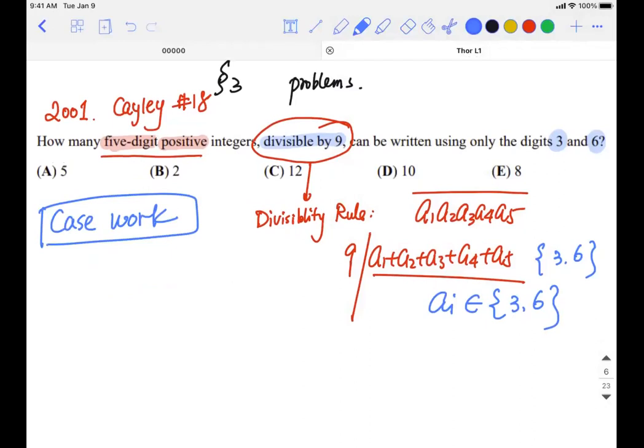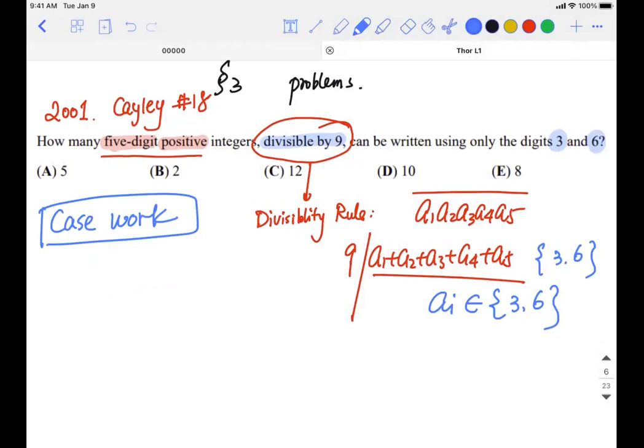It's because there are so many 3s and 6s. If I just randomly do it, there's not a very well organized way. But let's try to do some casework. So this is where I talk about the casework. Let's try to talk about it in our 5 digits.